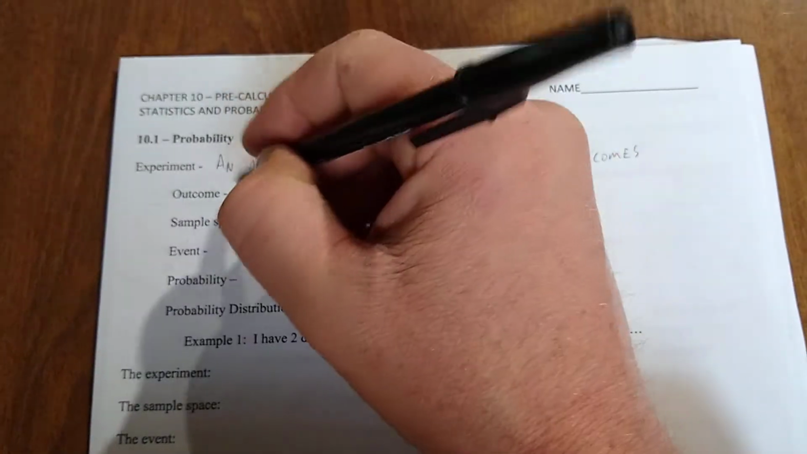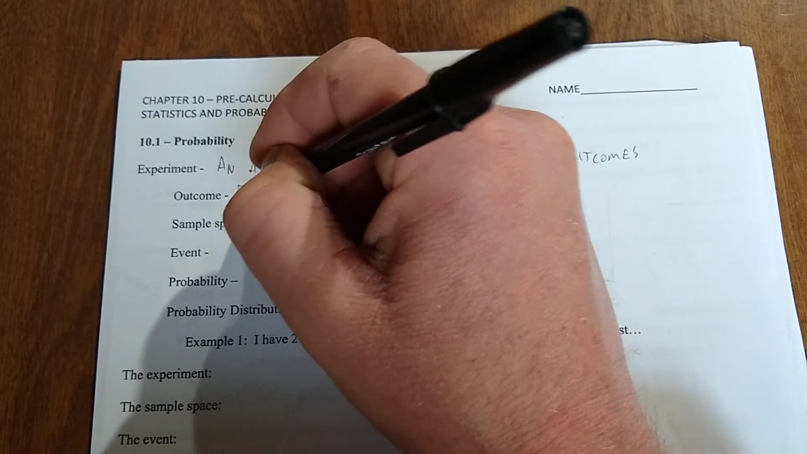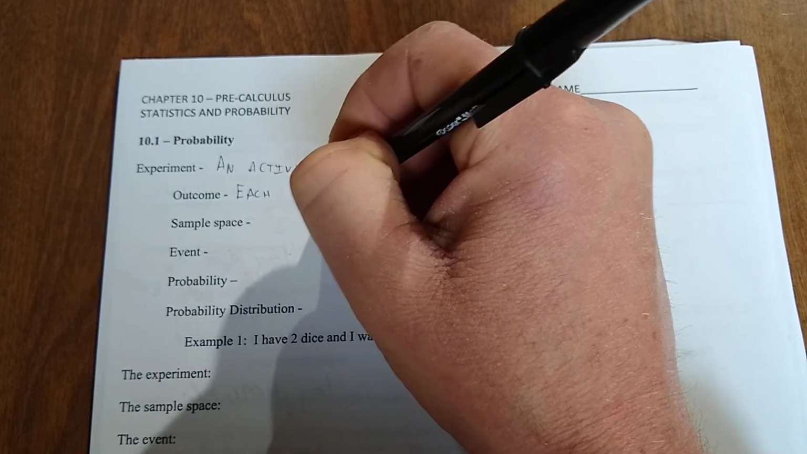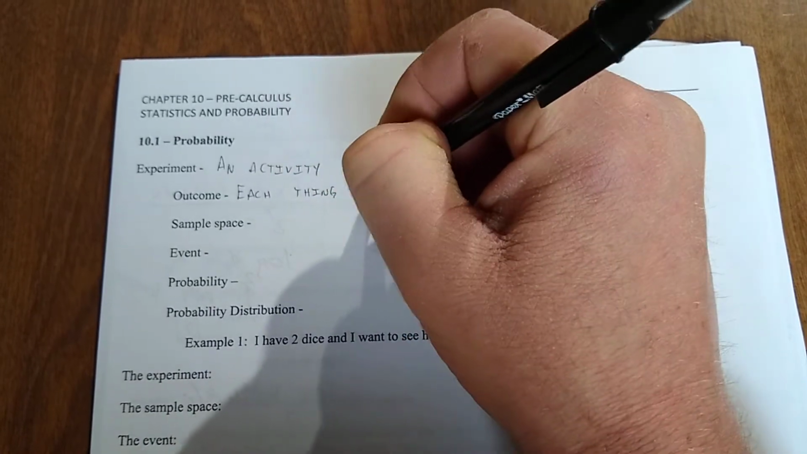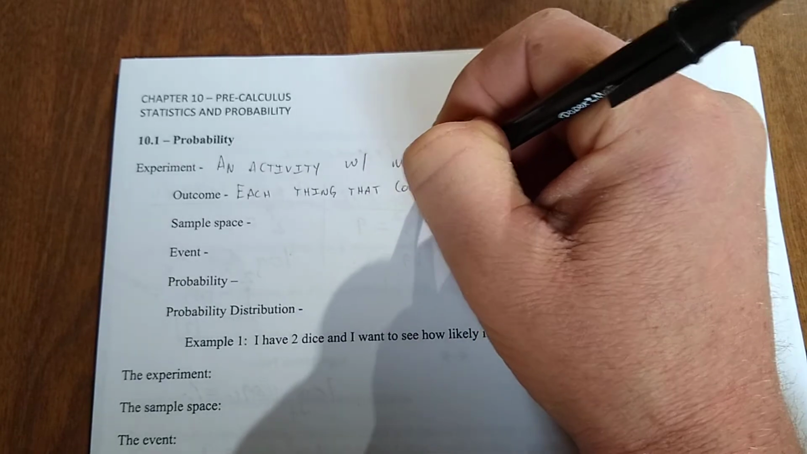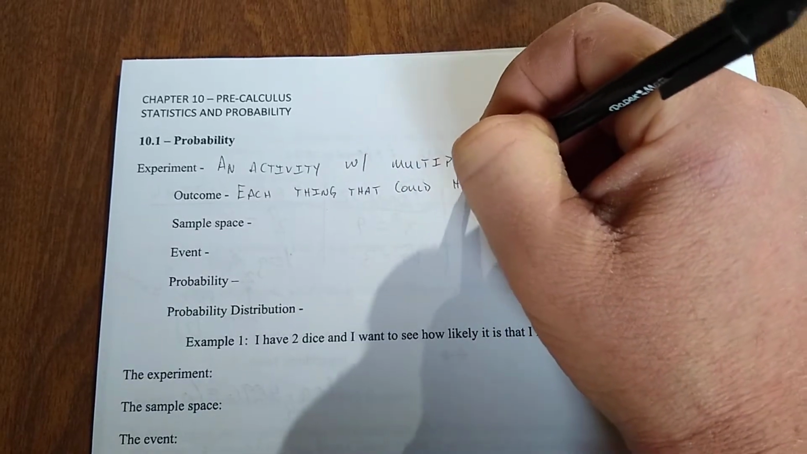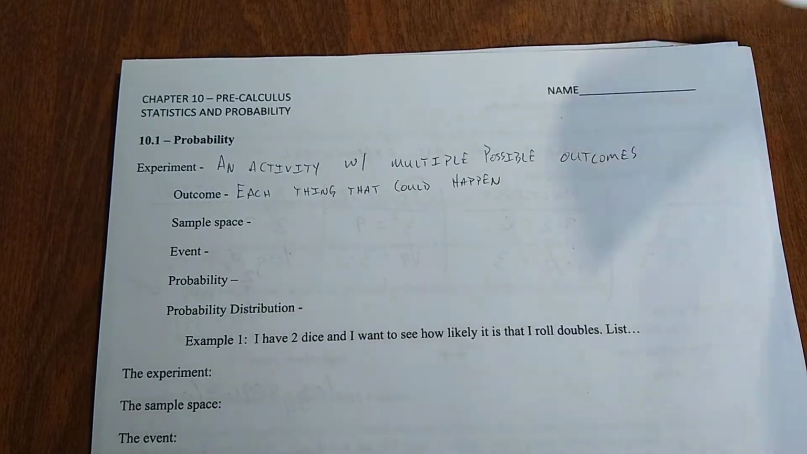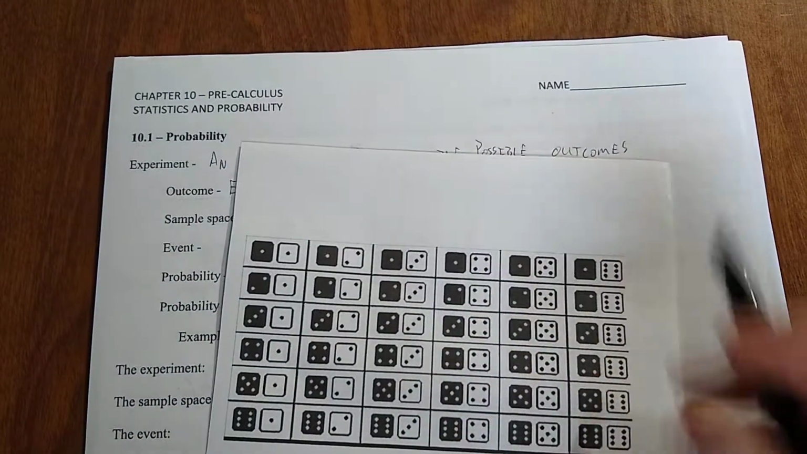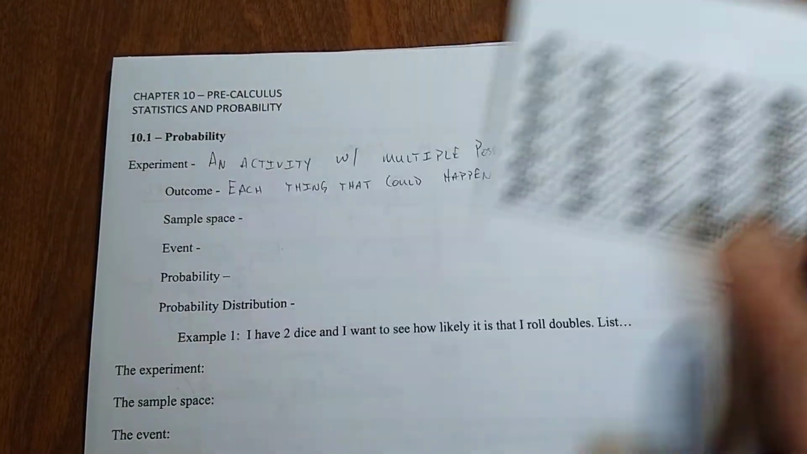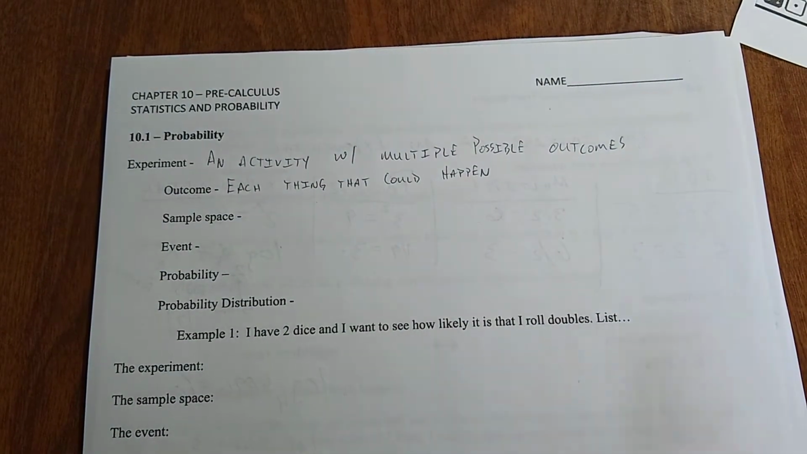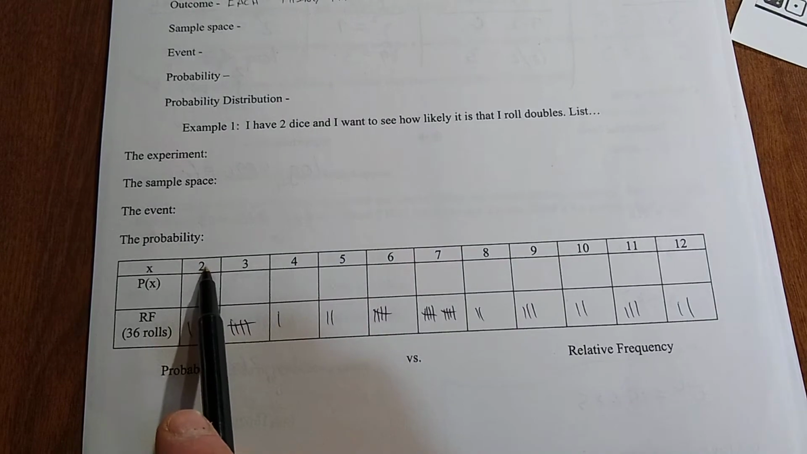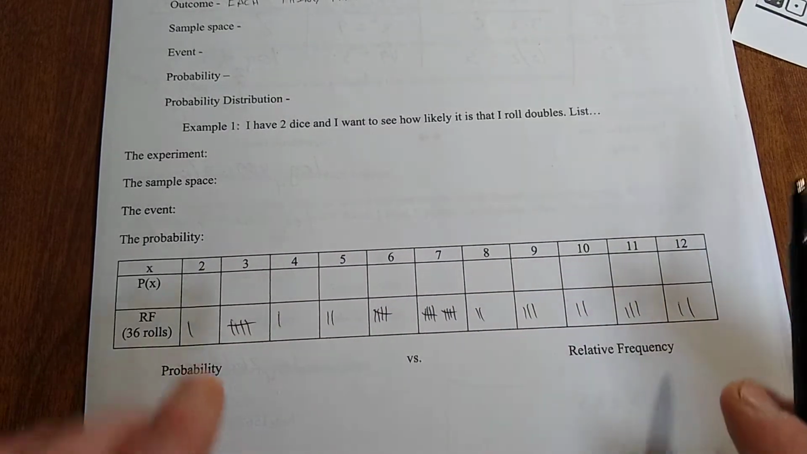An outcome is each thing that could happen. When you do it, there's different things that could happen. So if we're talking about rolling 2 dice, here are your outcomes right here. All of this, this is a list of each thing that could happen. If we're talking about adding them up, here are your outcomes right here. These are the different sums, 2 through 12.